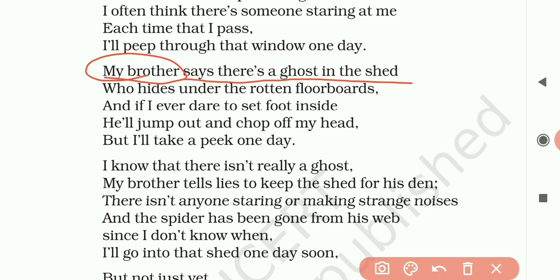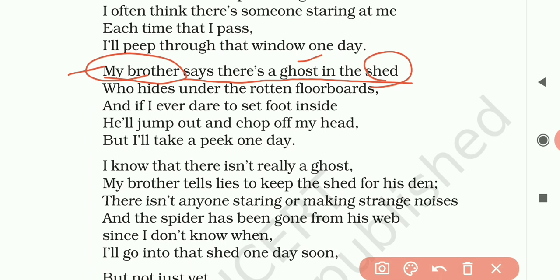So in this way they try to terrify their younger ones. In the same way his brother, I think here my brother refers to the elder brother of the poet. He says that there's a ghost in the shade. Who is there in the shade? There's a ghost in the shade. Ghost means bhoot. But do you think ghost ever exist?